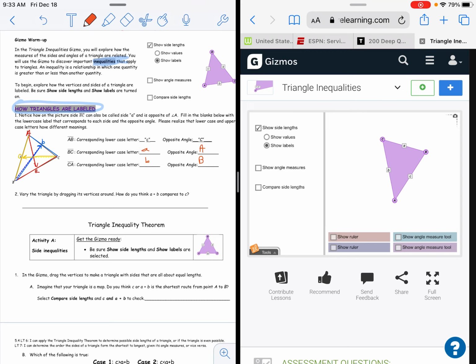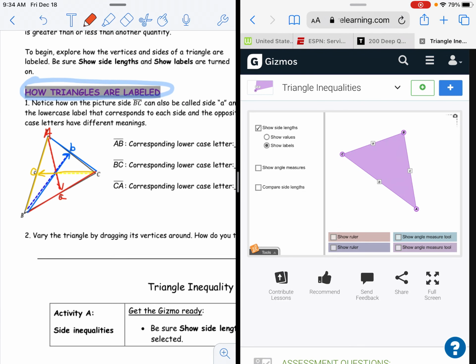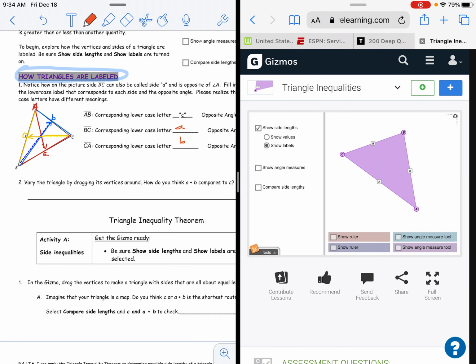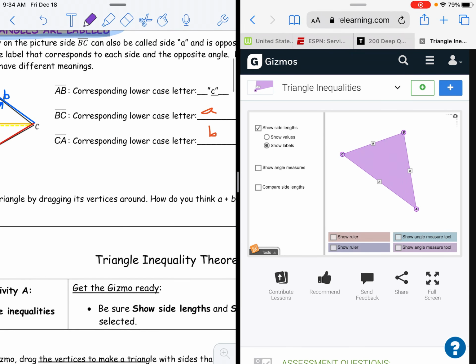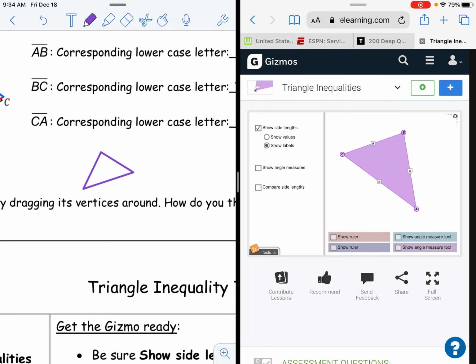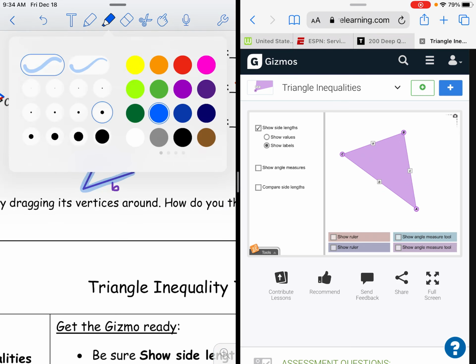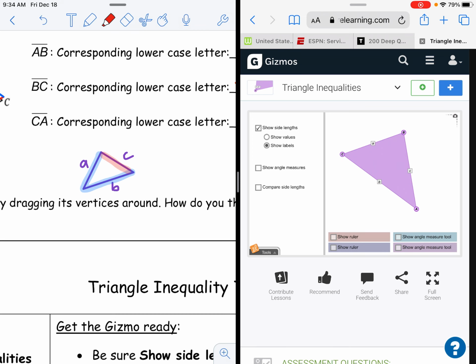All right, now we're going to vary the triangle, just make random triangles. Look, I can manipulate this however I want. How do you think A plus B compares to C? So let me just redraw a random triangle really fast. What this is saying is, we have this random triangle. If I add up side A and side B, how do we think it compares to C? So it's basically saying this blue length compared to this red length.